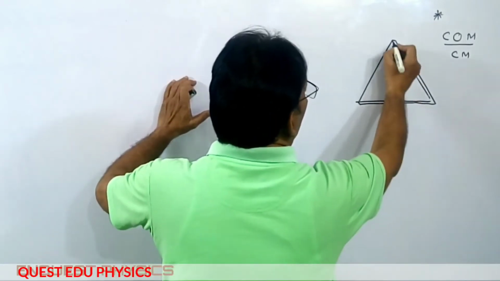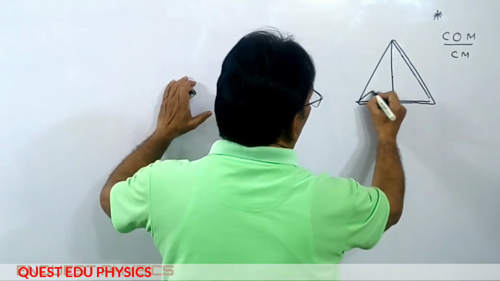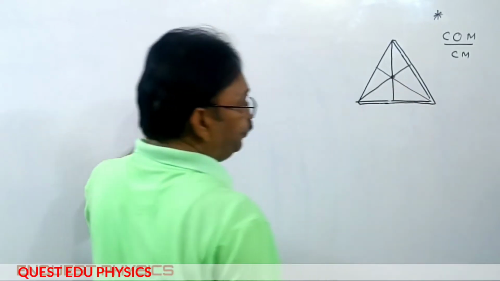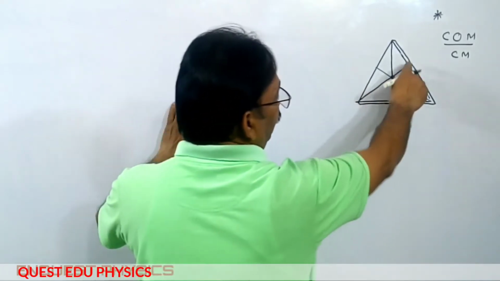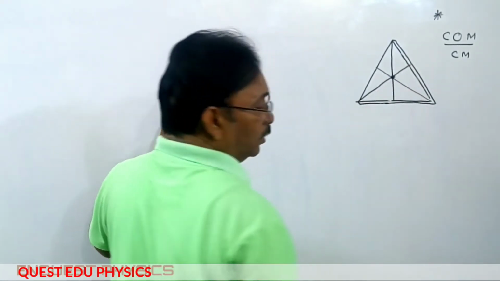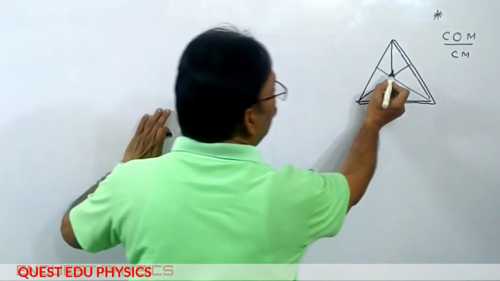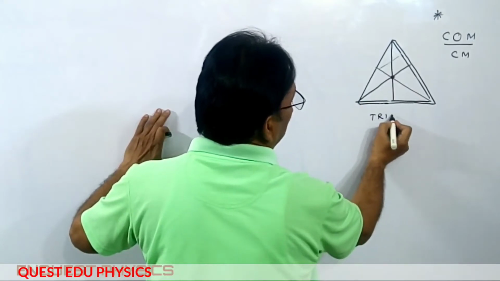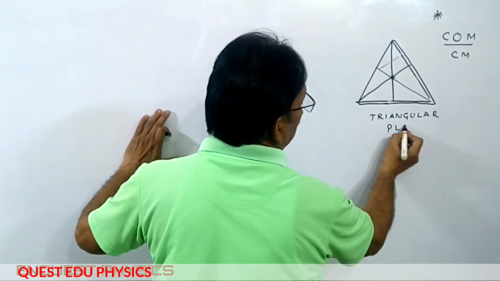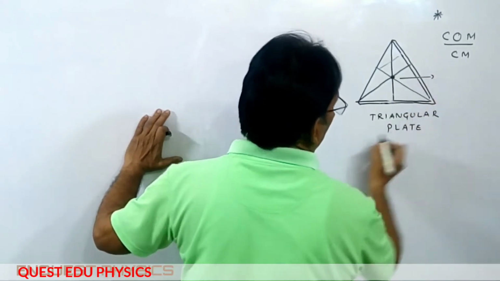Here, drop a normal from one of the vertices, and one more. And here we join the diagonals. That means these lines drawn from the vertices are meeting at a particular point. Mathematically, we call it a centroid. It is a triangular plate, students. The center of mass is situated at the geometrical center.